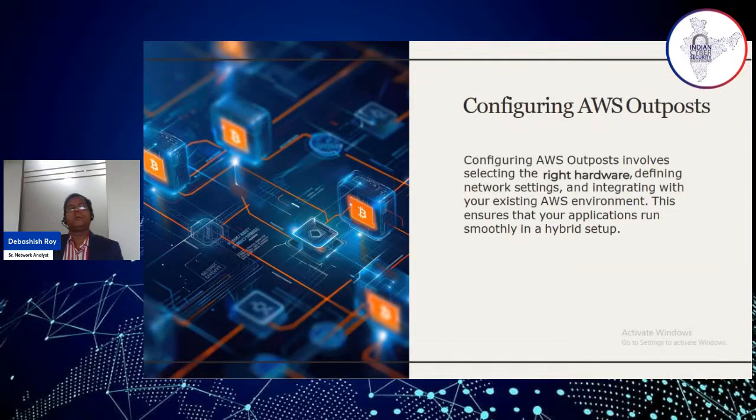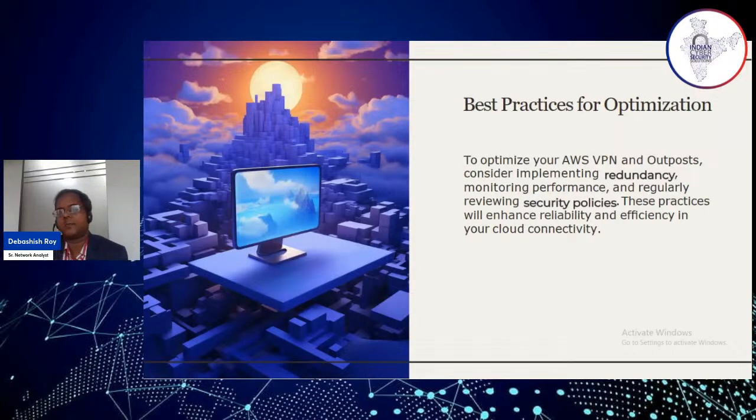Now, configuring AWS Outpost involves selecting the right hardware, defining the network settings, and integrating with your existing AWS environment. This ensures that your application runs smoothly in a hybrid setup. Now, best practices: to optimize your AWS VPN and Outposts, you have to consider implementing redundancy, monitoring the performance, and regularly reviewing security policies. And this will definitely enhance reliability and efficiency in the cloud connectivity.